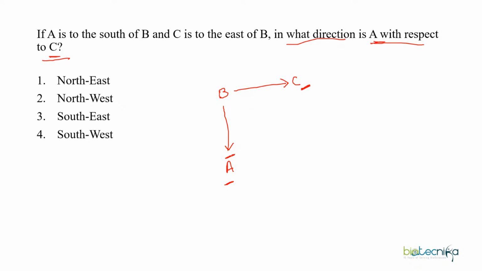Obviously, this is south. So A with respect to C, this will be south and west. That means my answer will be southwest. That means option number 4 will be my correct answer. So Anupam and Sanchari gave the correct answer, that is southwest. Those people who gave southeast as the answer, did you understand how it is southwest?